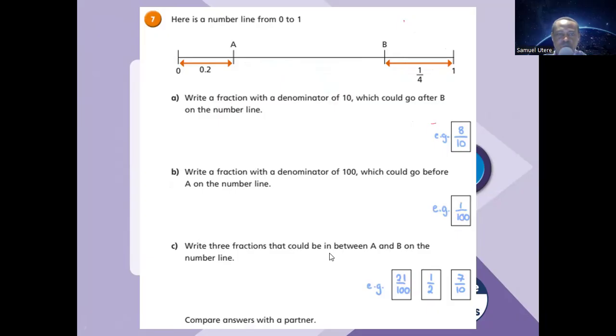All right, next you were asked to write 3 fractions that could be between A and B. So we can write these fractions. You can write different fractions.